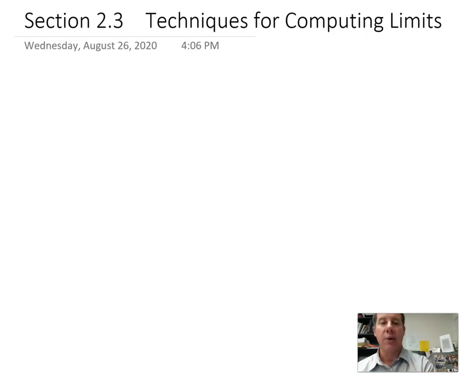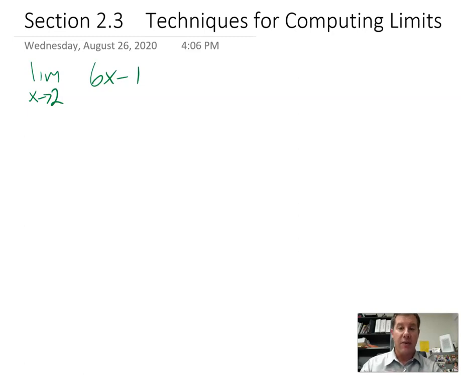If you wanted to compute the limit as x approaches 2 of 6x minus 1, say, we've got a bunch of different methods we can do algebraically. Well, first, quick review. We could do this graphically. We've talked about that as one method of doing it. I could graph that function.